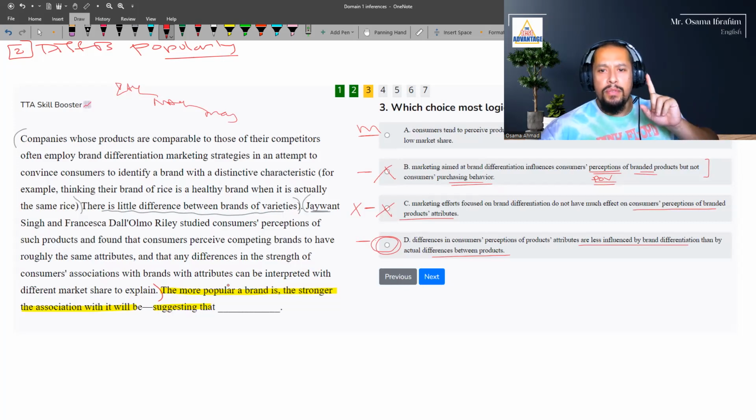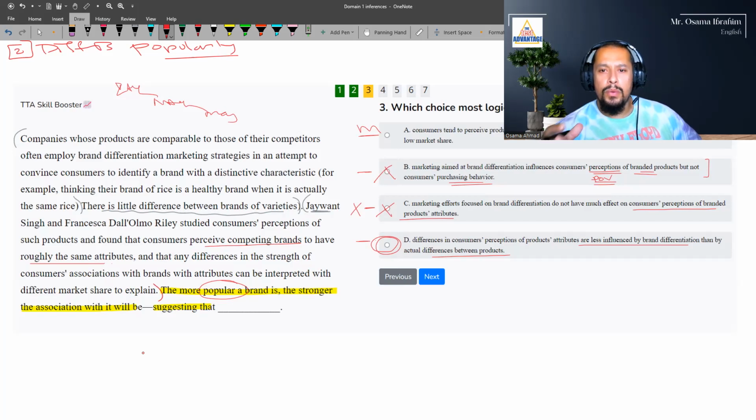Now, does brand differentiation, according to the text, influence the customer? No, because they found that consumers perceive competing brands to have roughly the same attributes. So what influences a customer's decision or perception? Can you repeat the question? What influences a consumer's perception of a brand? What influences a consumer's point of view or feelings on a brand? They behave the same, I think. Like, I don't know. The popularity of the brand. Right? The popularity of the brand.